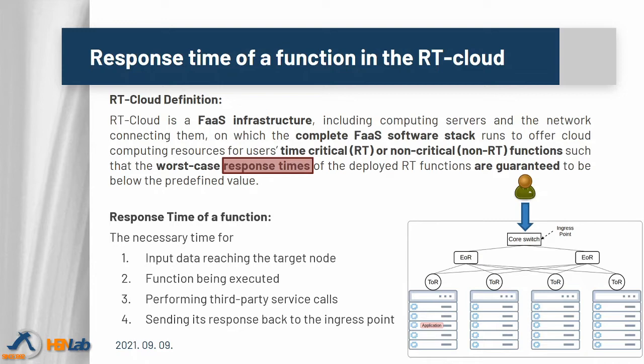We argue the response time of a function includes the time which is necessary for the input data to be transmitted from the ingress point to the target server, plus the time while the function is executed. During the execution, it perhaps makes some synchronous calls of a third-party real-time service, for example, write to a real-time database, plus the necessary time for sending back the response data to the ingress point.